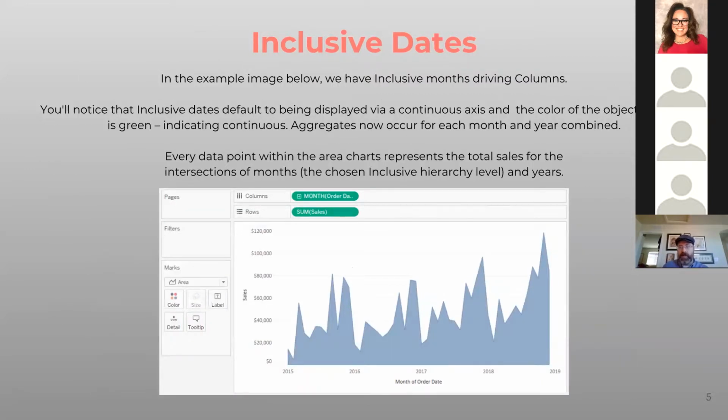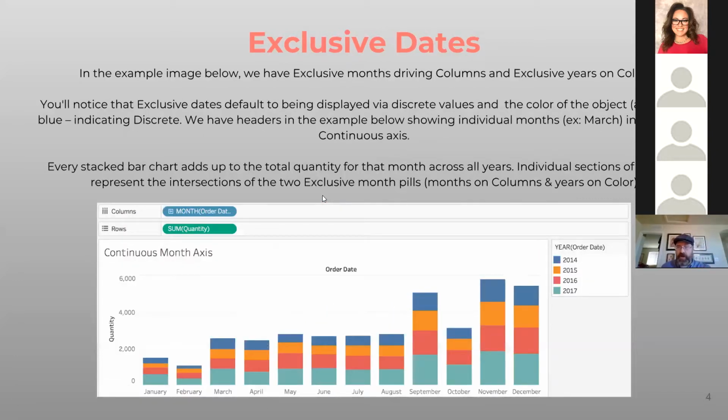Inclusive dates, on the other hand, we can get both levels of that information from just the single pill. And it's going to give us a continuous axis that runs all the way left to right. So when we're in inclusive months, we've got both month and year running all the way across, giving us the total sales here. As with anywhere else, when we've got continuous values being displayed, our pill is green. Just as with the exclusive dates driving discrete values, we've got a blue pill.